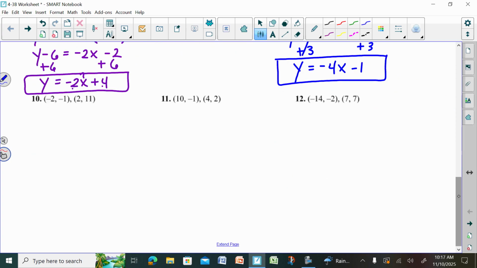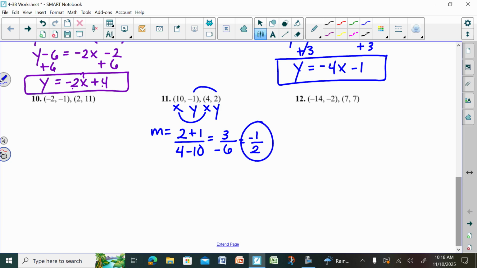One more in this section. Same concept. We're going to find the slope, xy, xy. My slope is going to be my y's together over my x's. I'm going to pick 2 minus a negative 1, becomes plus 1. Started with 2 on top, so I've got to start with 4 on the bottom first. 4 minus 10. 2 plus 1 is 3. 4 take away 10 is negative 6. This ends up being a negative 1/2 slope, which is fine.